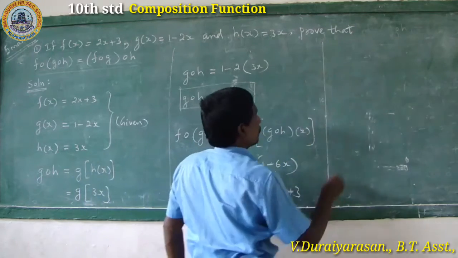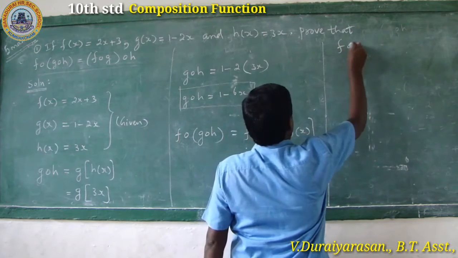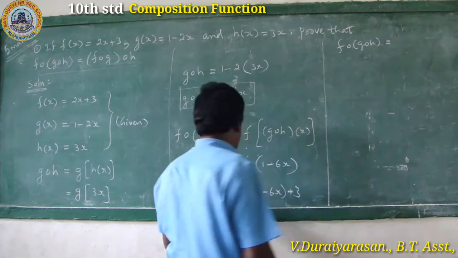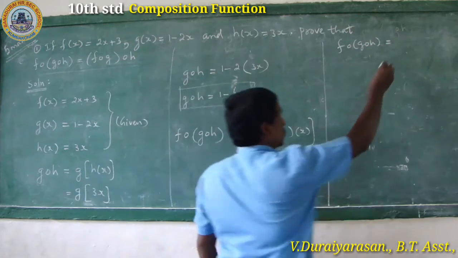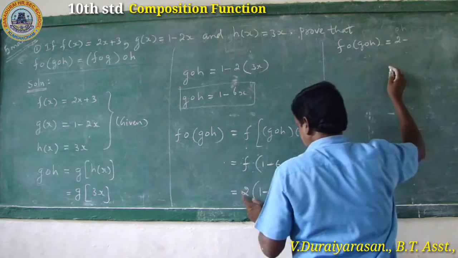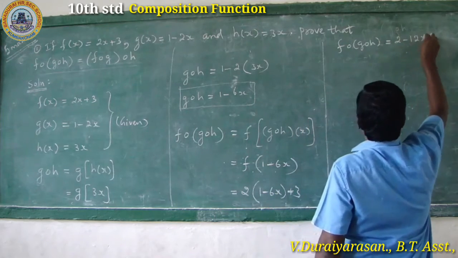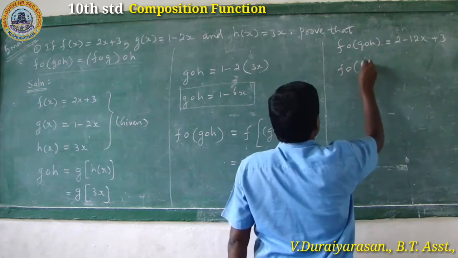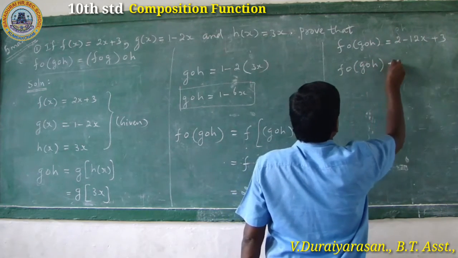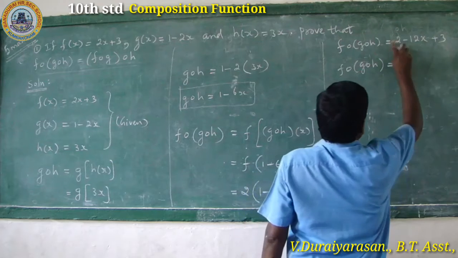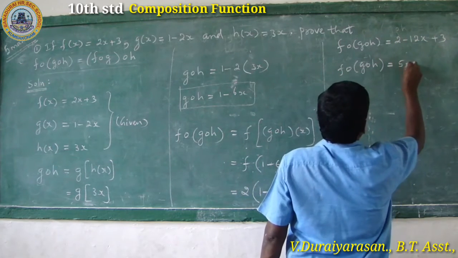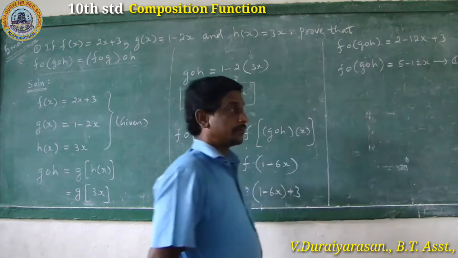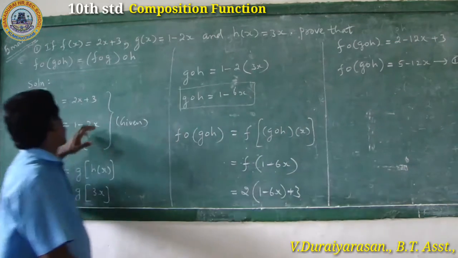So f composite g composite h is equal to 2 multiplied by 1 minus 6x: 2 minus 2 times 6, 12x, plus 3. f composite g composite h is equal to 2 plus 3, 5, minus 12x. Equation number 1. Right hand side.